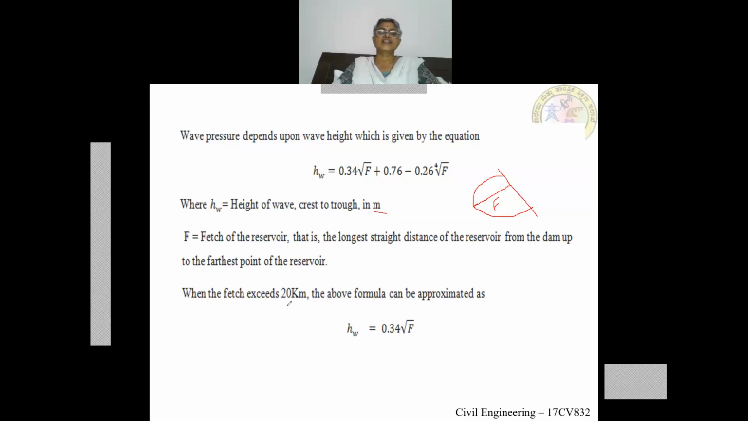When the fetch exceeds 20 kilometers, the above formula is simplified. So when the fetch is more, what happens? The height of the wave will reduce. When the fetch is less, the height of the wave will be more. Here the additional expressions are dropped and it is reduced to only the first expression, 0.34 root F. This applies when the fetch exceeds 20 kilometers.